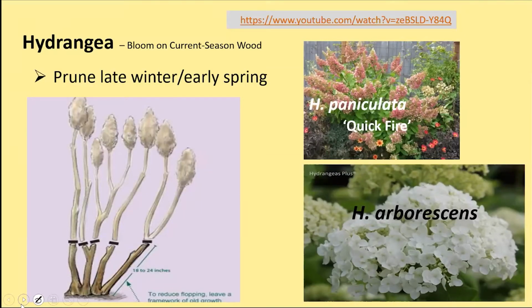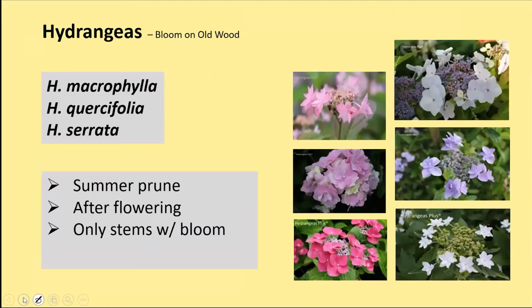Hydrangeas. Some hydrangeas bloom on the growths that come this year, such as these, the paniculatas that have panicle-shaped flowers and the arborescens. So they should be pruned in late winter, early spring, and then the new growth in response to the pruning will give us flowers later in the season. And by the way, we also have a short video demonstrating how to prune hydrangea.